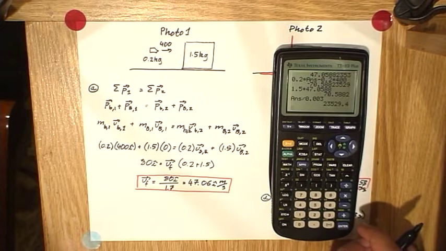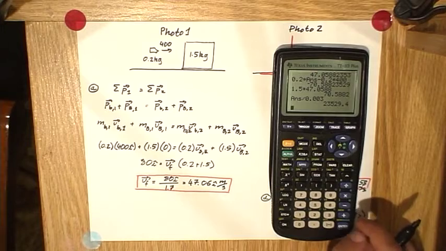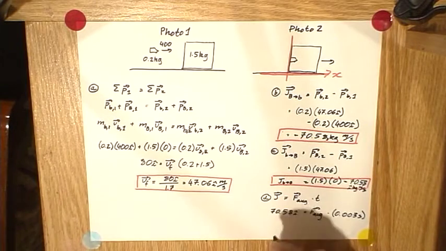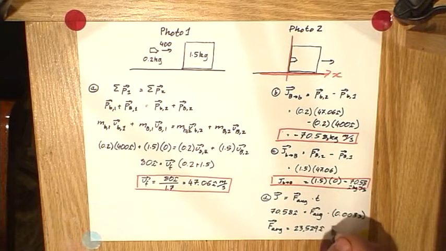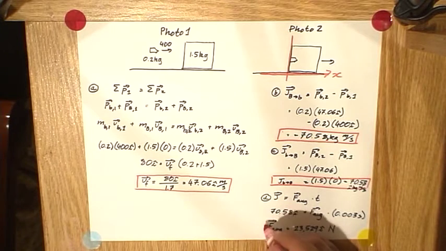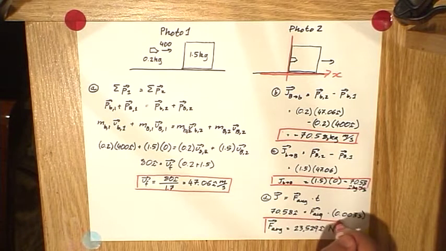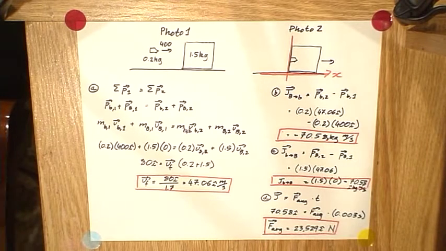Which works out to 23,529. So the average force is 23,529 i hat newtons. And this is the force that the bullet exerted on the block, on average, during the time that it took for them to collide, which was 3 milliseconds.